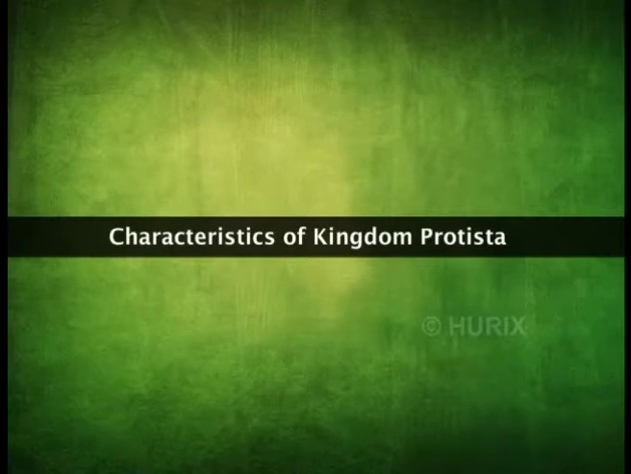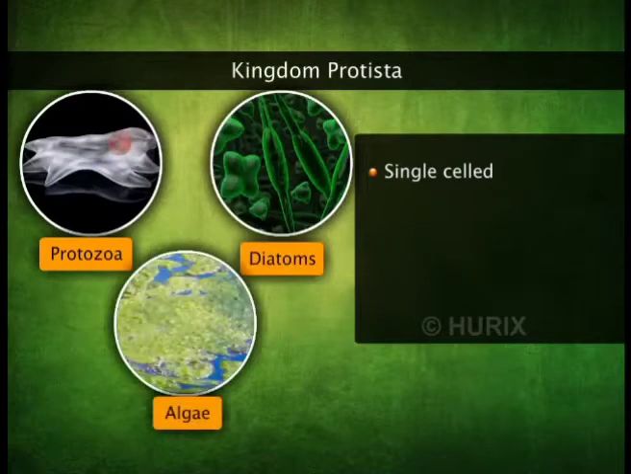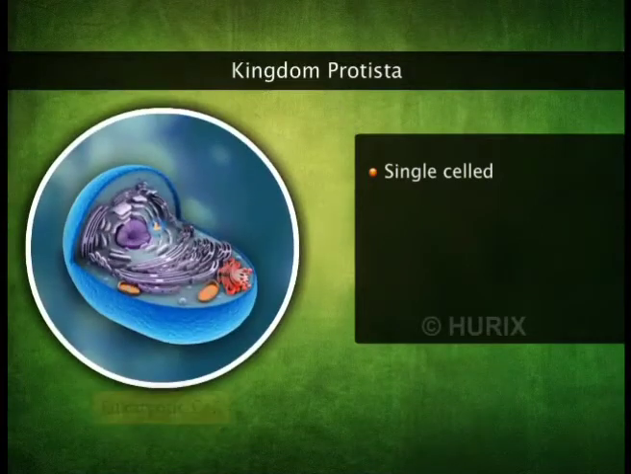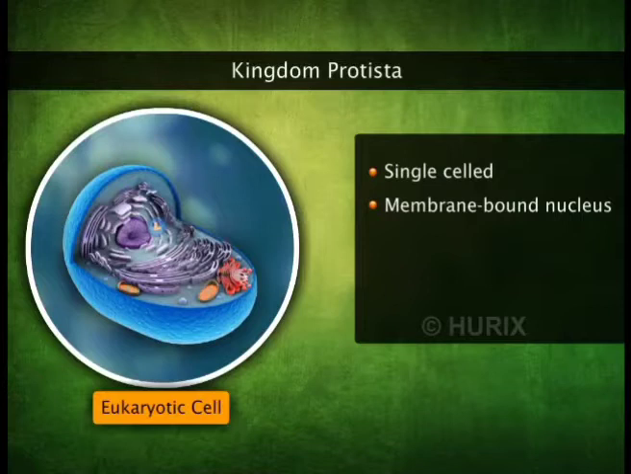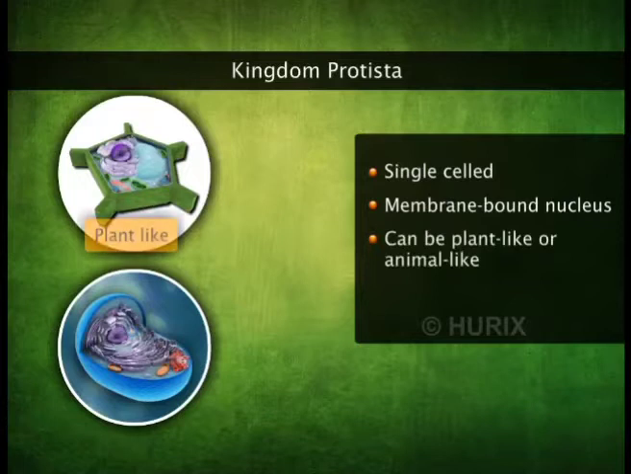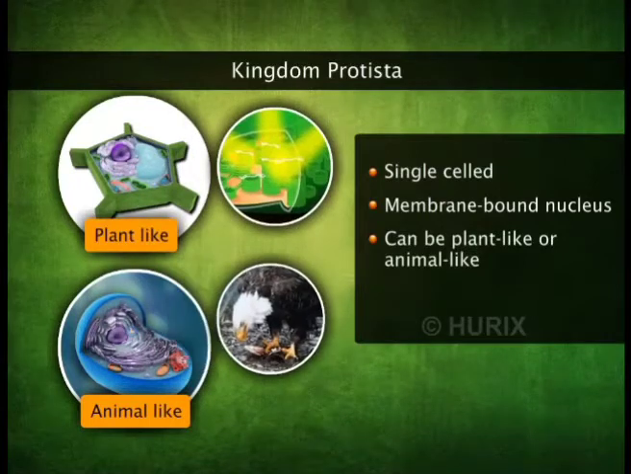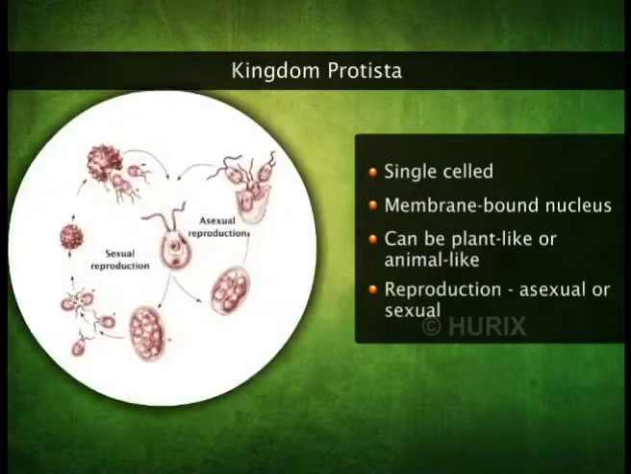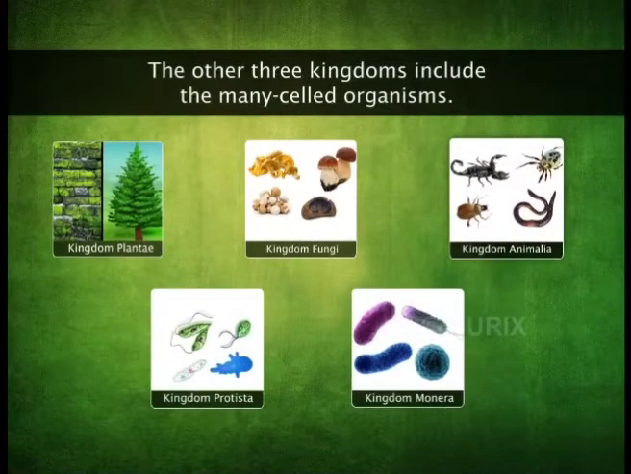Characteristics of kingdom Protista. Single-celled organisms such as the protozoa, diatoms and algae that live in water are classified in the kingdom Protista. Protists, unlike the Monera, are eukaryotes. A eukaryotic cell has a membrane-bound nucleus and other organelles inside the cell, separate from the rest of the cell contents. Eukaryotic cells can be plant-like or animal-like. That is, some produce their own food by photosynthesis. Others consume other living things. Reproduction can be asexual or sexual. The other three kingdoms include the many-celled organisms.